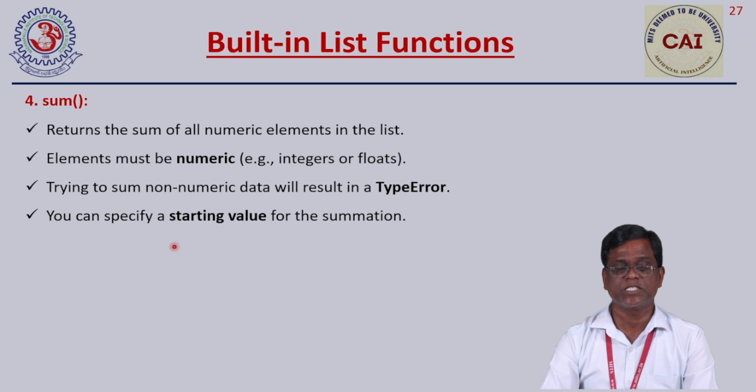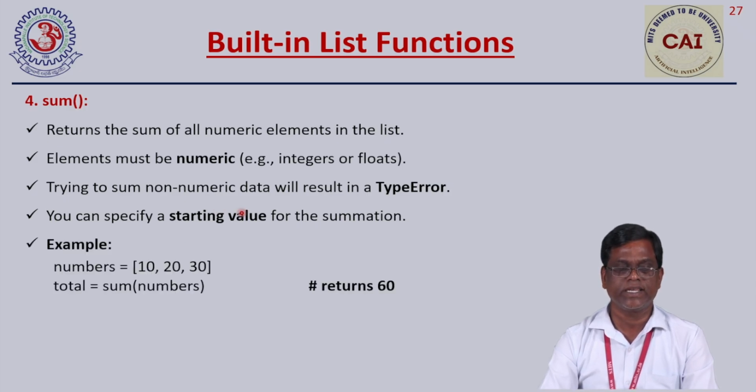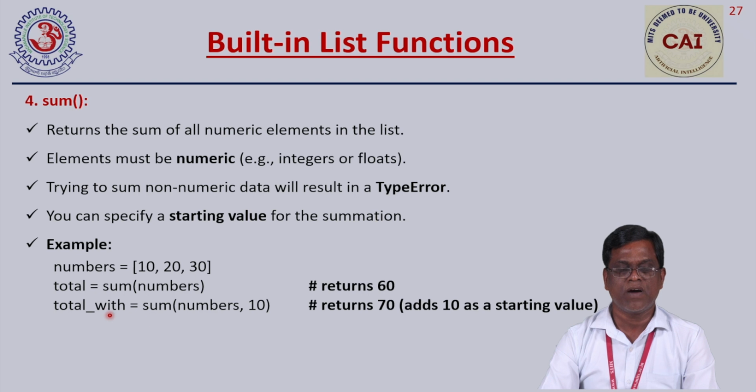Here you can also specify a starting value for the summation. Normally, by default, it starts with 0 as the starting value. Instead, if you want to start from a user-defined value, I can use this starting value. Here is the example. I have a list with values 10, 20, 30. If I apply sum of numbers, it will add all three numbers and we get the value 60. See another example: sum of numbers comma 10. Here it will take the initial value as 10, and that 10 will be added to the elements in this list.